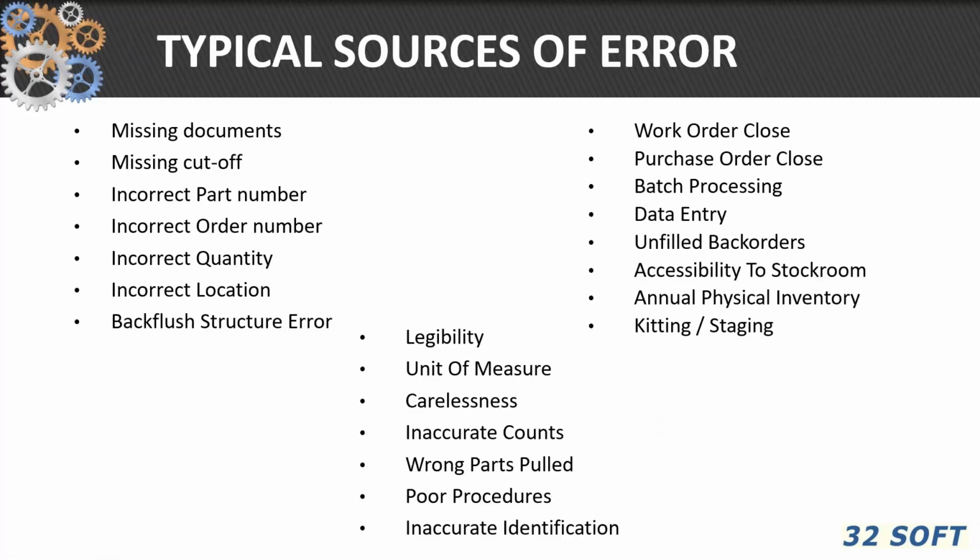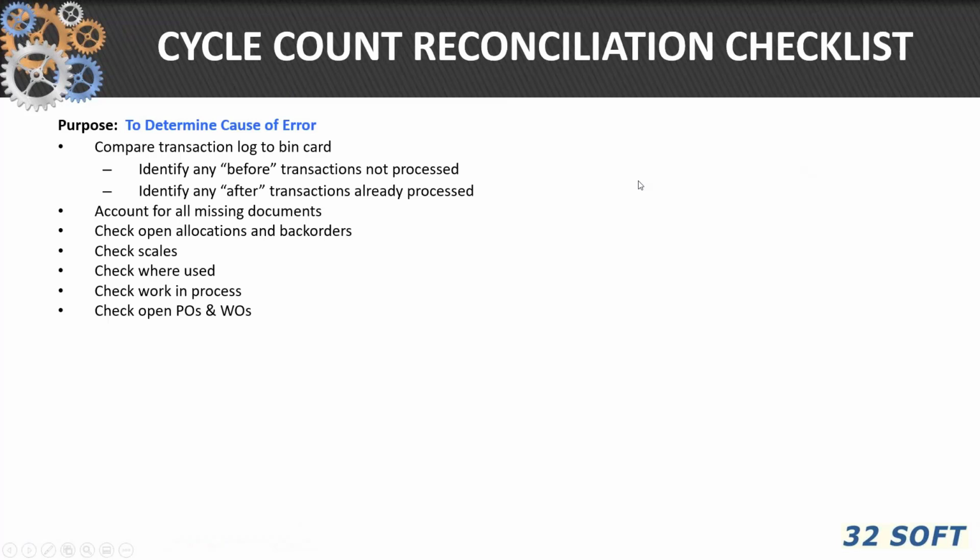There's all sorts of reasons why parts are out of tolerance: missing documents, incorrect quantities, backflush problems, work order close problems, legibility, wrong parts. So you need to have some methodology of identifying them. A lot of companies use either the remarks field or reason codes to identify the reasons for cycle count errors so that you can do that analysis or that Pareto of why things are in error and go out and correct them. This is just a simple checklist.